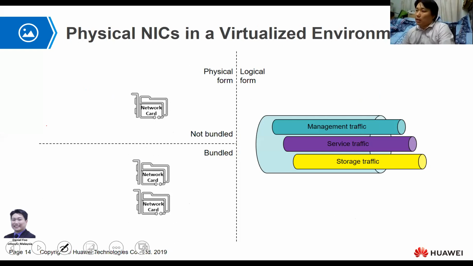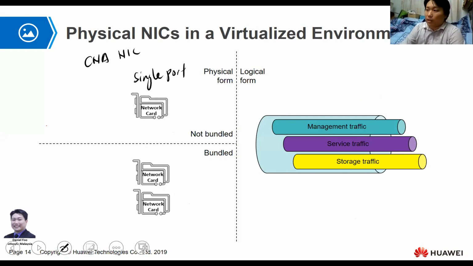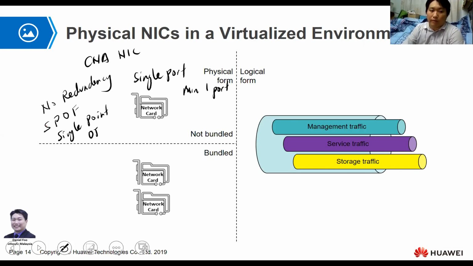So the physical network card or network port that runs on the CNA node, you have two options here. So this is your CNA NIC card, running on a single port perspective, non-bundle. With a minimum of one port, you can have your network connection from the physical to the logical form also. With this design, it is a bare minimum for your network connection to work, but in this environment there will be no redundancy. So we will incur a lot of SPOF, single points of failure. These are some keywords that you will see in the documentation and also PPT sometimes.